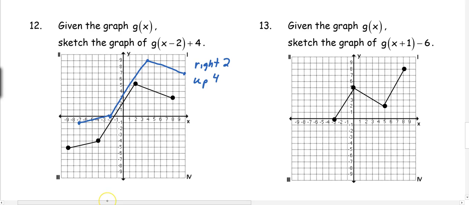Number 13, g of x plus 1 minus 6 means I'm going to move left 1 unit and down 6 from each dot. So left 1 and down 6. So left 1 and down 6. And then I can connect my points. Notice that when you move your graph, it should still have the same type of shape every time.